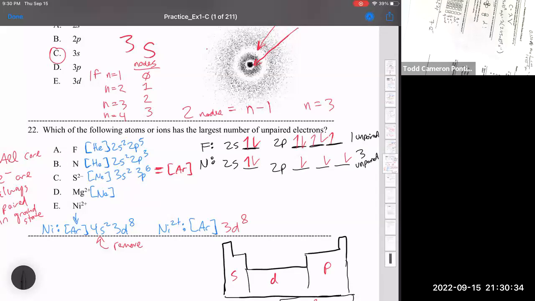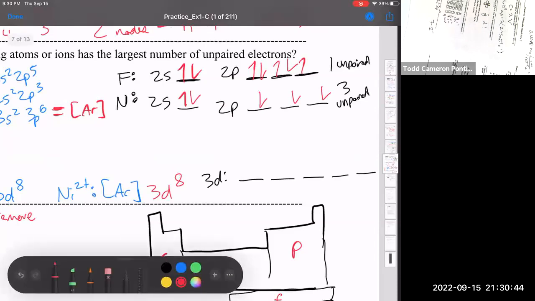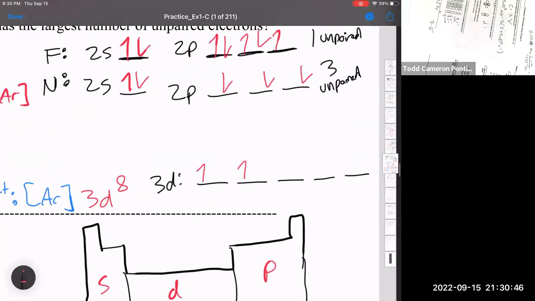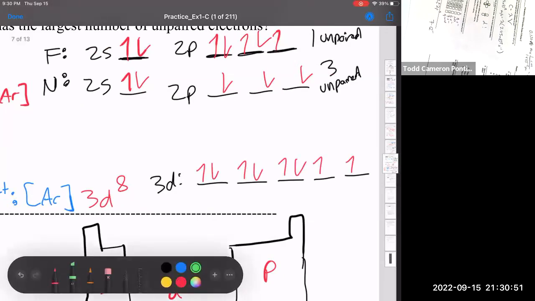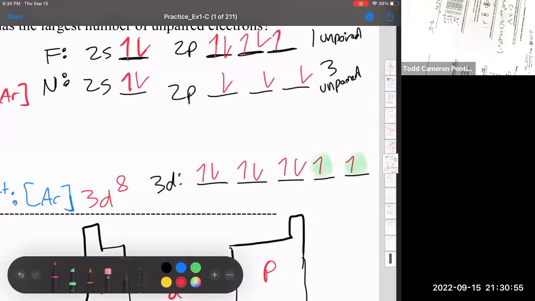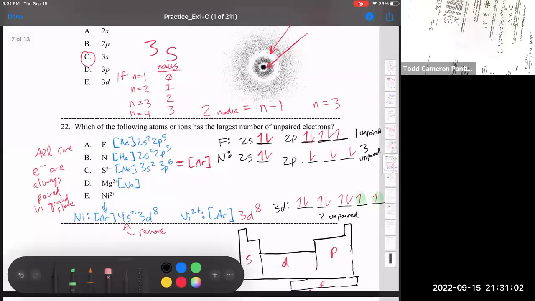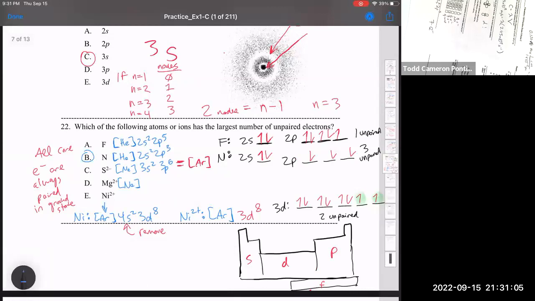And then finally, nickel. In the d subshell, there are 5 orbitals, 1, 2, 3, 4, 5, 6, 7, 8. This one only has 2 unpaired electrons. So the answer is B, nitrogen with 3 unpaired.